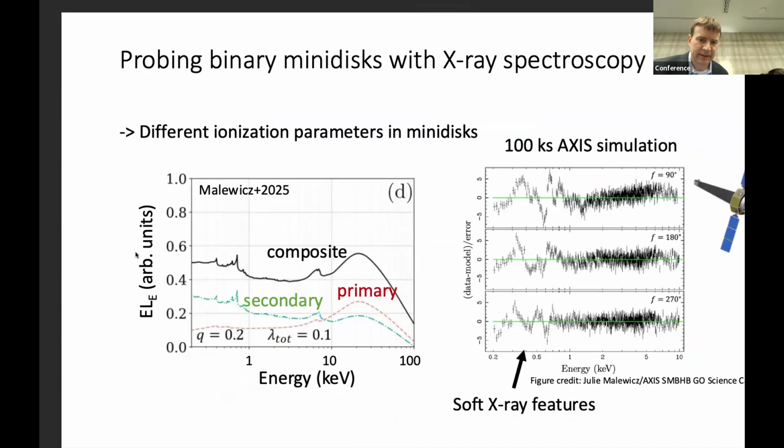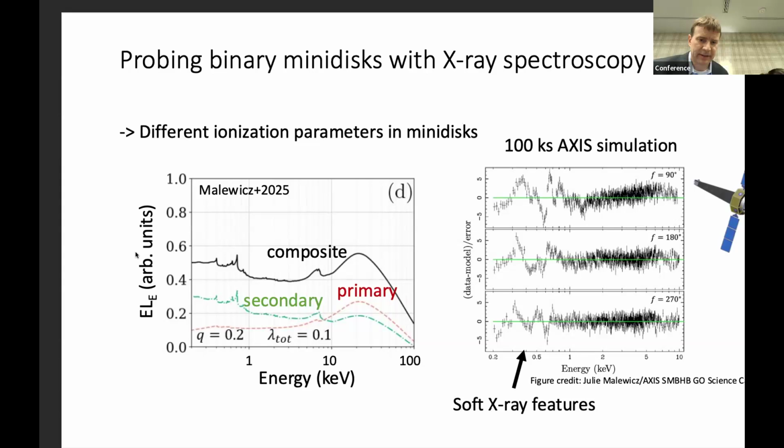Oh, this is an AXIS simulation. So this is like 100 kiloseconds. So right, you don't need to have super high energy resolution. When you model the spectra, for example, you can pick out the two different ionization parameters or something.